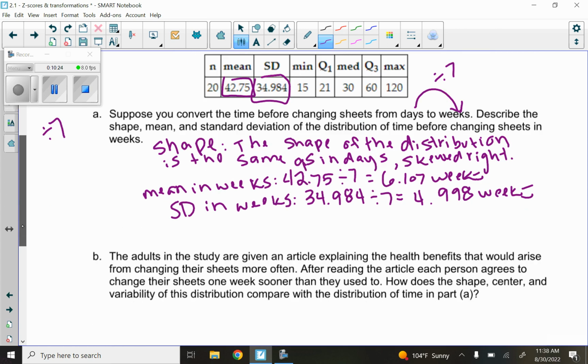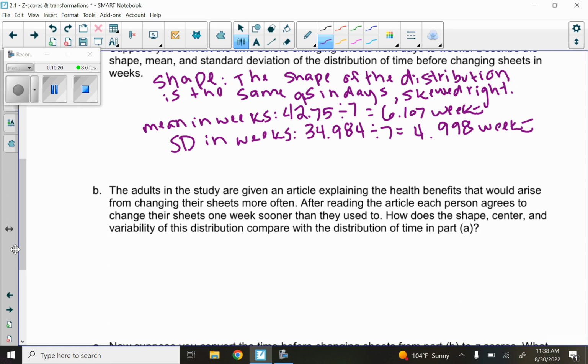So the adults in the study are given an article explaining the health benefits that arise from changing their sheets more often. After reading the article, each person agrees to change their sheets 1 week sooner than they used to. How does the shape, center, and variability of the distribution compare with the distribution of time in part A? So now we're comparing B to A. So we're already in weeks. Now we know that everyone is agreeing to change their sheets 1 week sooner. So that 1 week sooner correlates with a -1.